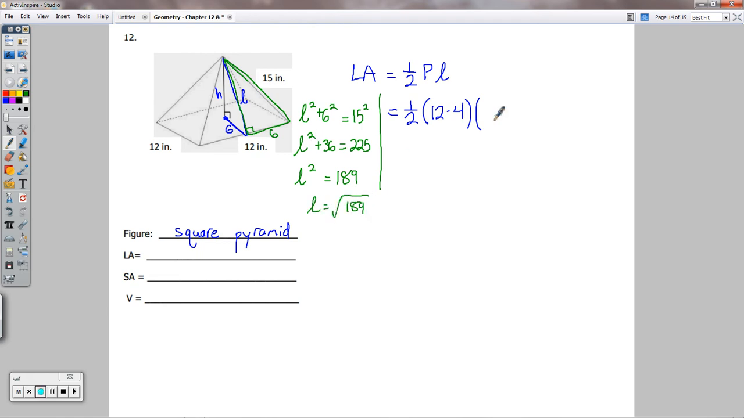If you plug that in, let's see what we get there. So this would be 1/2 of 48. That'd be 24 times the square root of 189. 24 times the square root of 189 looks like that is 329.9 rounded off. So approximately 329.9, and that would be inches squared on this one.